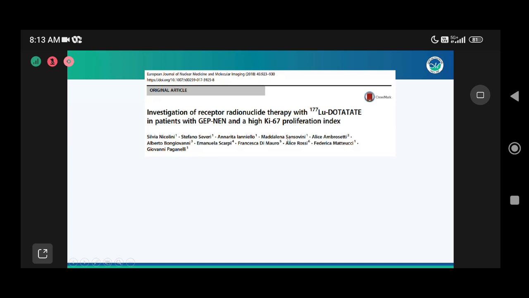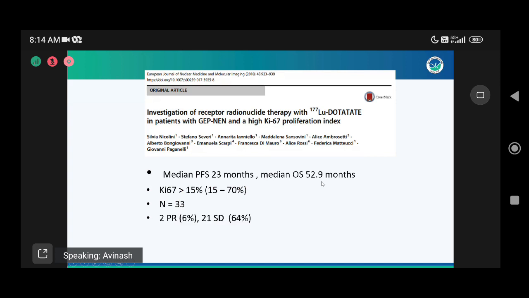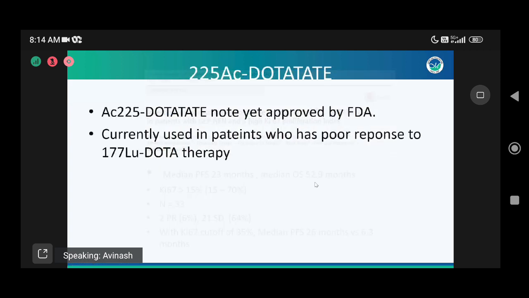So even in those cases which have significant FDG uptake and poorer DOTA uptake, in cases of high Ki-67 index, this lutetium DOTA-TATE can be used with significant progression-free survival and median survival. And lutetium DOTA-TATE as well as actinium DOTA-TATE, they are alpha and beta emitting substances, Theranostics. So actinium DOTA-TATE has not yet been approved by the FDA and is currently used in patients who have poor response to lutetium DOTA-TATE therapy, on compassionate grounds.